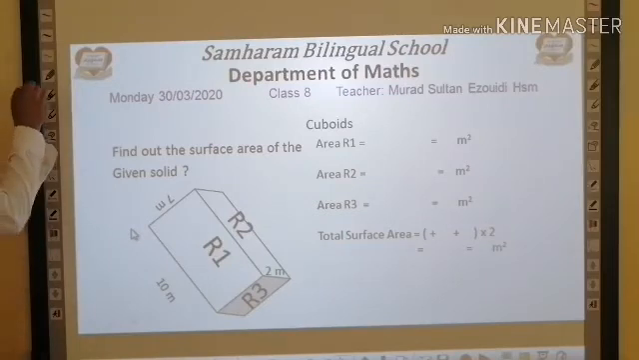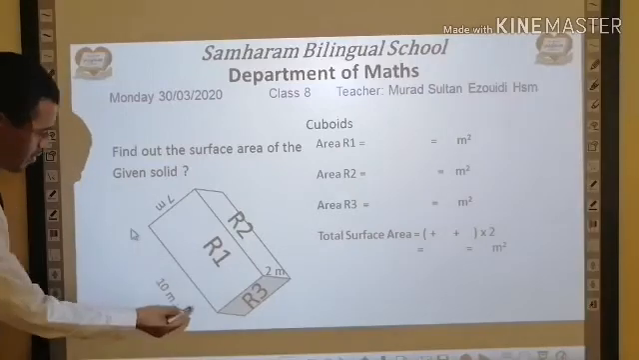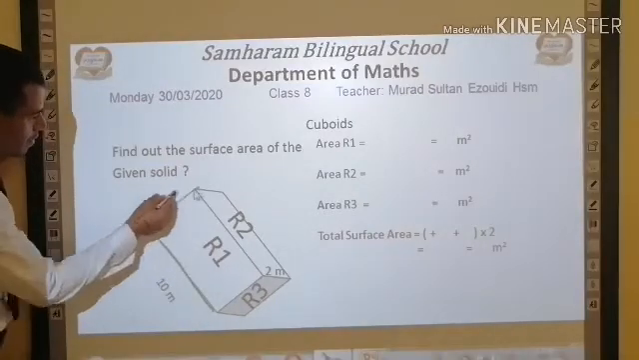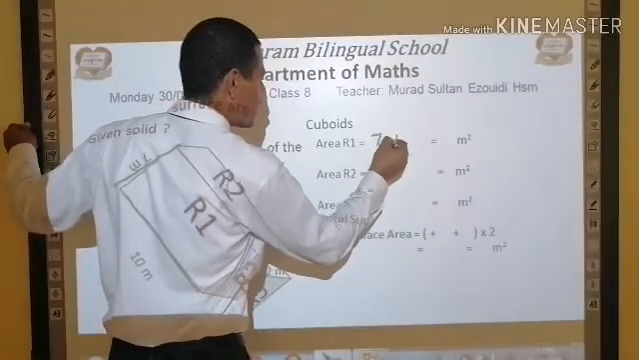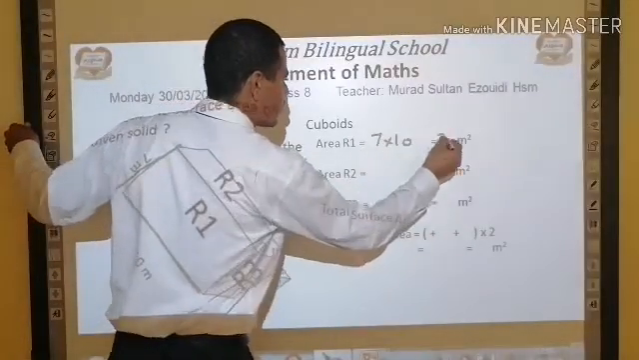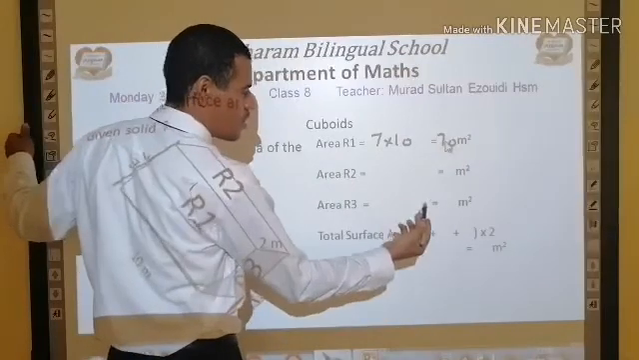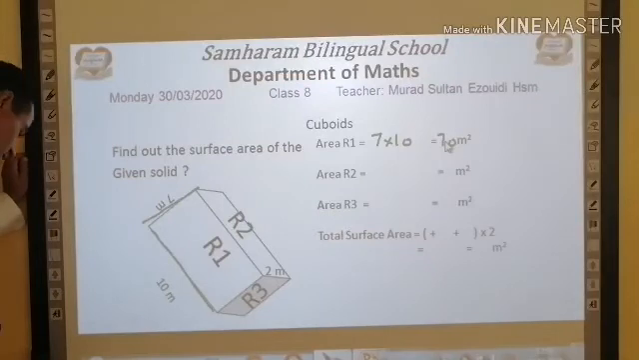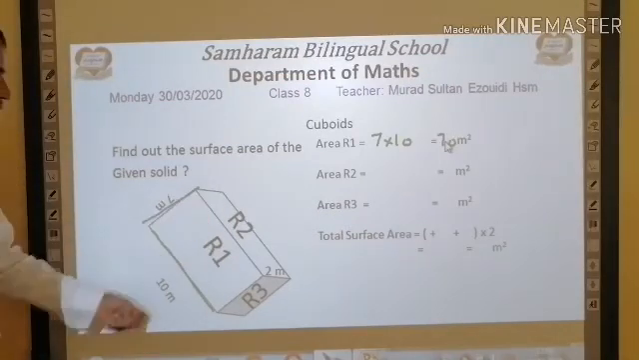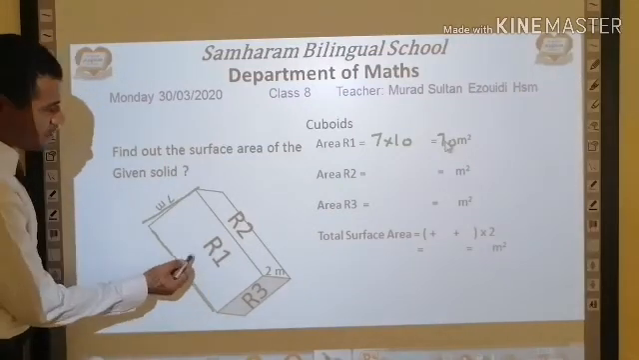Okay, that's good. What is the area of the first one? 10 multiplied by 7 is 70. But I should multiply it by 2 because what? Because we have two faces. Okay? Then this one, R1, is 70.